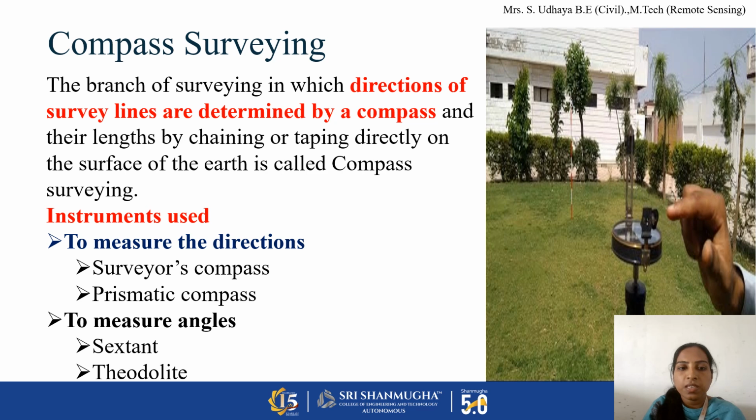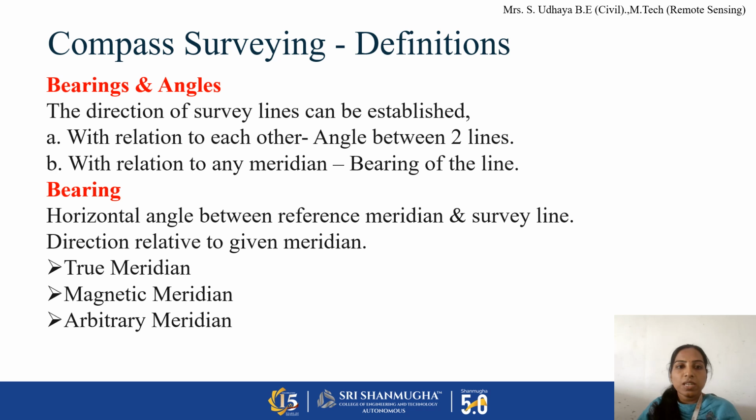Here in compass surveying, we use various instruments. In order to measure the bearings, we use the surveyor's compass and prismatic compass. And to measure angles, we use the sextant and theodolite. So let me tell you what is bearing and what is angle. Bearings are the direction of any line which is taken with respect to any reference point.